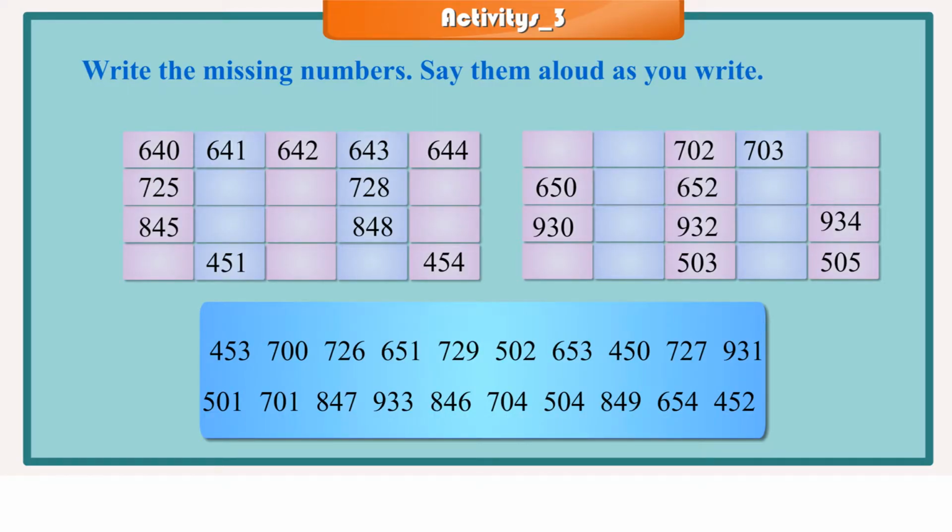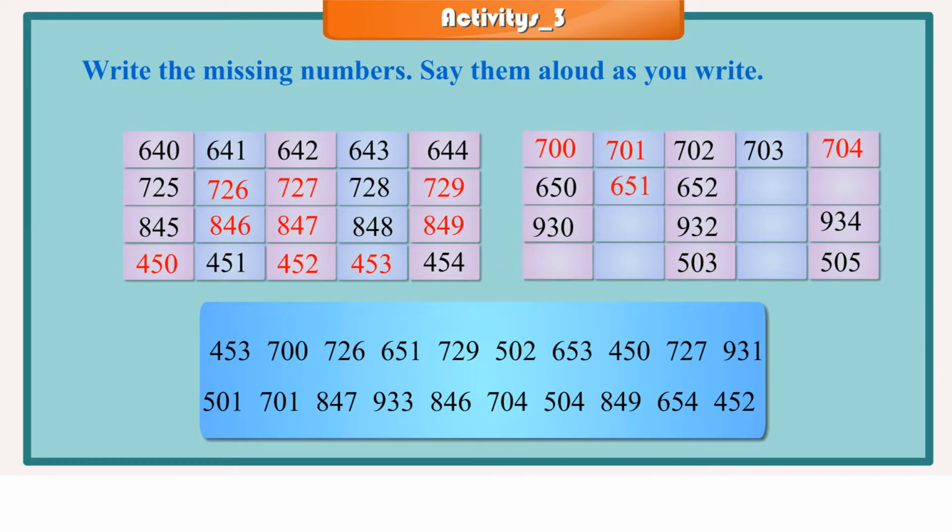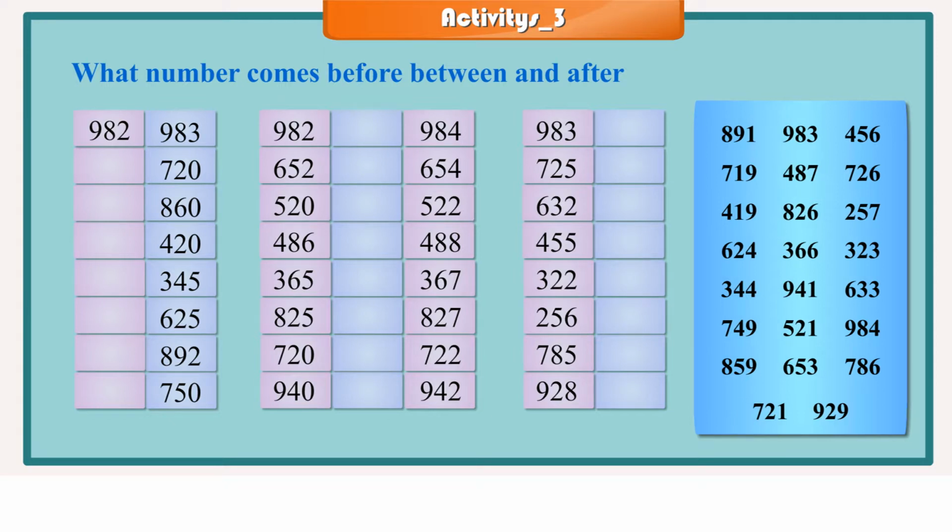Activity 3. Write the missing numbers. Say them aloud as you write. What number comes before, between and after?